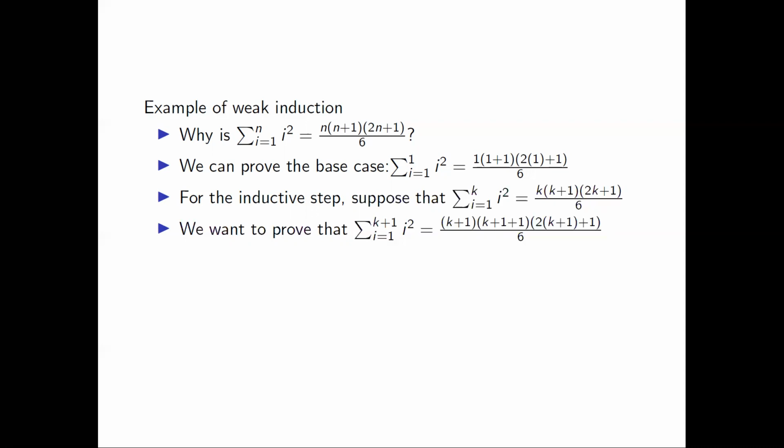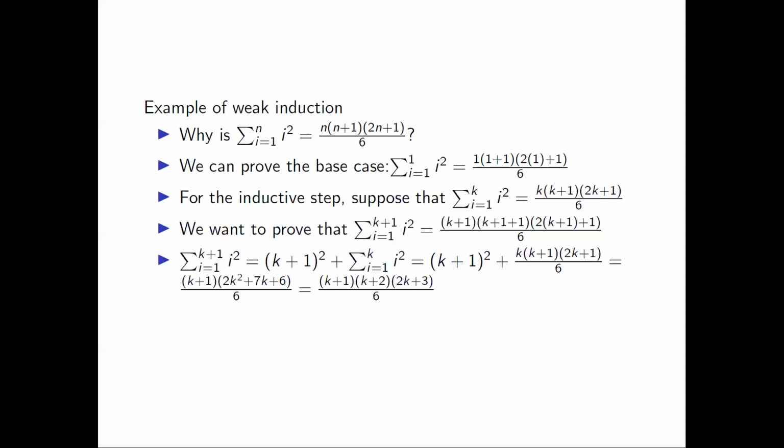And in order to prove this, we're going to use a similar method to what we used in the previous problems. We're going to start with that sum on the left, the sum from i equals 1 to k plus 1 of i squared. We'll pull out the k plus 1 term, which is k plus 1 squared, and then we can write it as that term plus the sum from i equals 1 to k of i squared. We use our inductive hypothesis. We get k plus 1 squared plus k times k plus 1 times 2k plus 1 over 6.